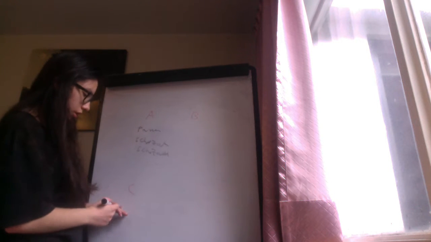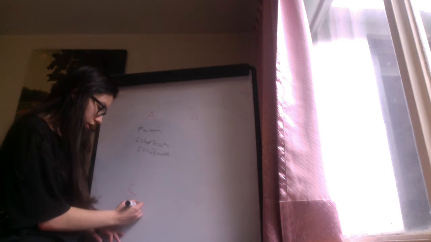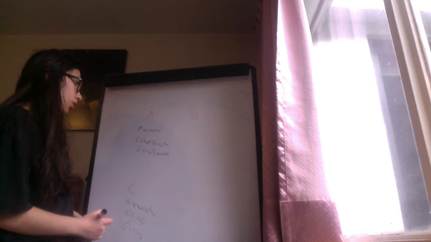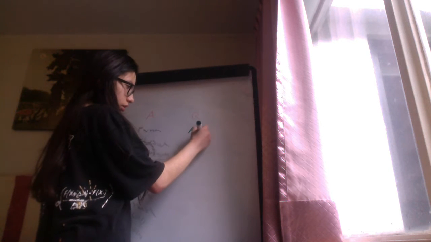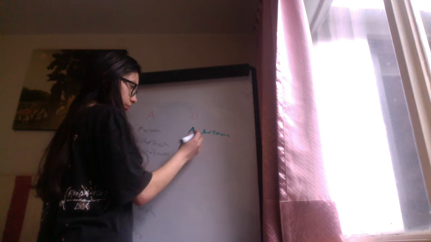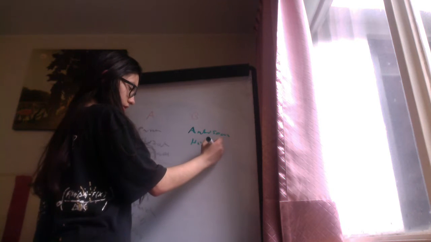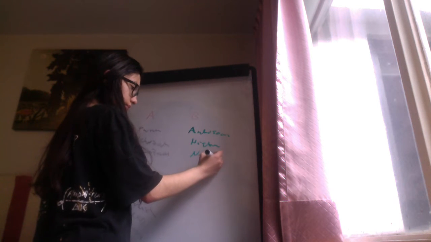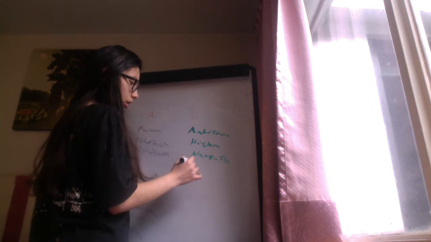Personality disorder type C, or cluster C, has the avoidant, obsessive compulsive personality disorder, and the dependent type. And cluster B, which has the more dramatic group of personality disorders, includes the antisocial, histrionic, narcissistic, borderline.